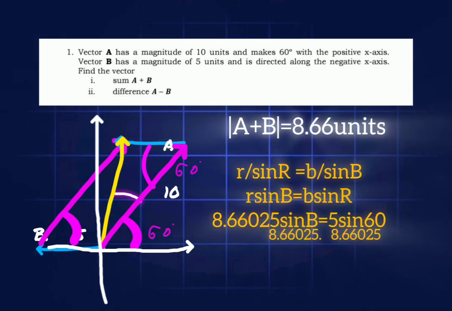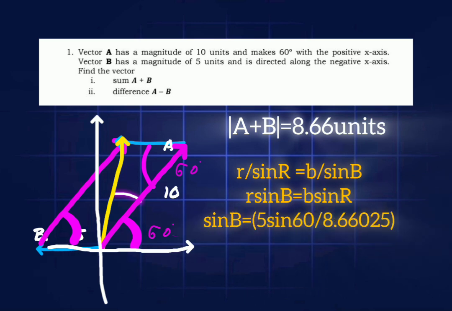Then we're going to divide both sides by 8.66025, and we have this expression right here. I'm not going to really punch it directly. The only thing that I'm concerned with is how to get rid of the sine, which is connected to b. So when this sine crosses the equal sign, it's going to become arc sine or sine inverse.